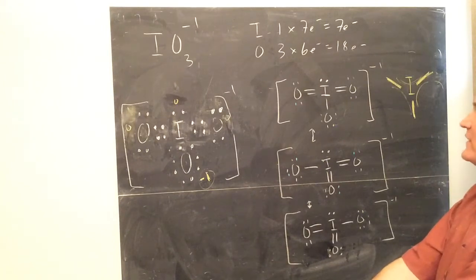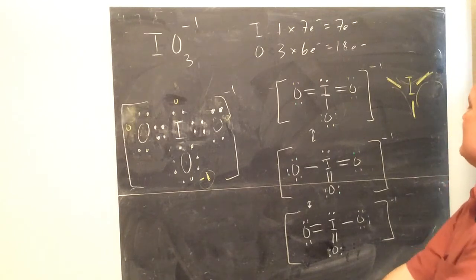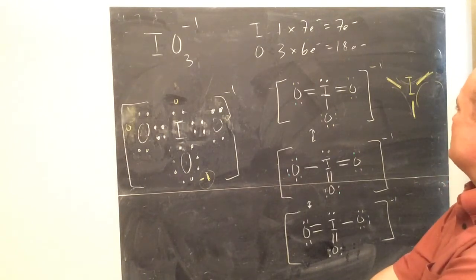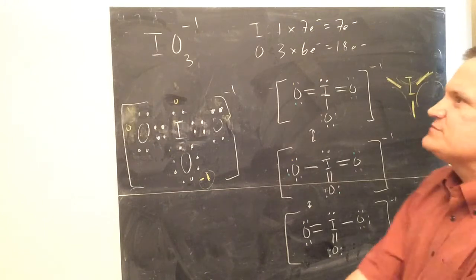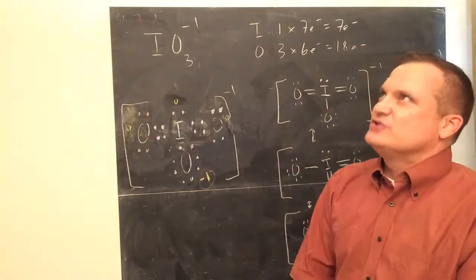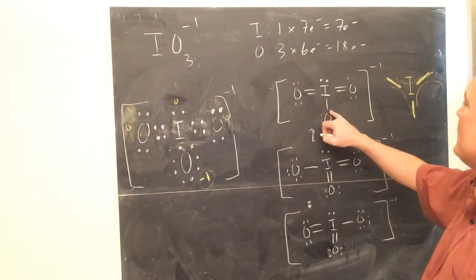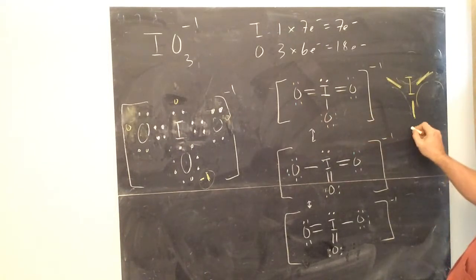It's not 1 1/3. It's 1 2/3. It's a 1 2/3 bond. Every atom would have a 1 2/3, because 2/3 plus 2/3 plus 2/3 gives you 6/3, which is 2 bonds. 6 divided by 3 is 2. Yeah, it's 2 out of 3. So it has a 1 2/3 bond.